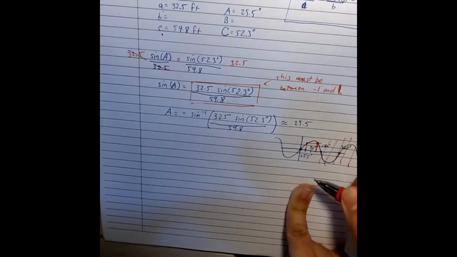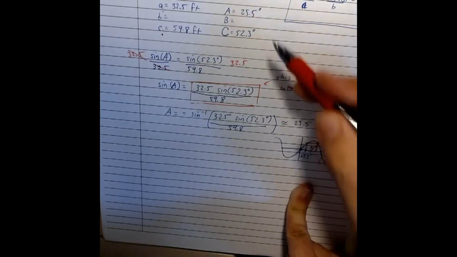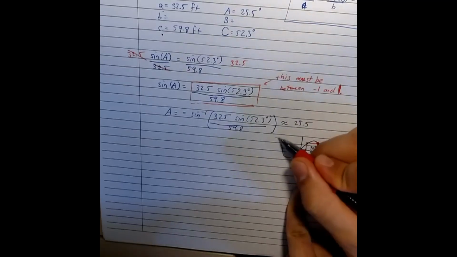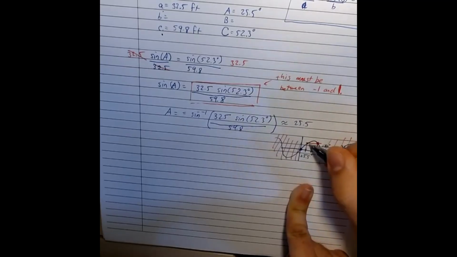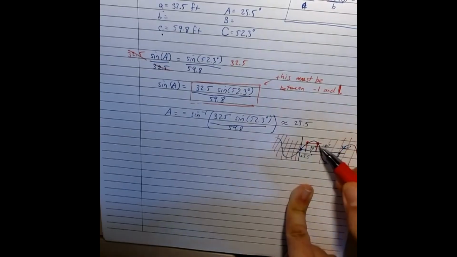Also, I can't have a negative angle. Right? It's a triangle. My angles have to be at least 0. So here, it couldn't be any of these because those are all negative. But that still leaves these two possible answers. You say, well, I know this one, that's that 25.5, but what is this one?